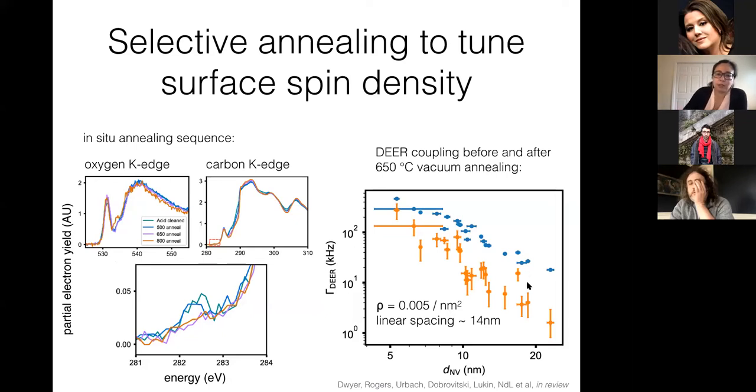The first is that if you just extract the density of surface spins using this data set here, which is the coupling rate versus depth, then what you extract is that the surface spin density corresponds to a linear spacing between surface spins of around 14 nanometers. And that is much larger than the distance from the NV centers to these surface spins. So it means that on average, your NV center is much closer to the surface spins than they are to each other. And in that regime, you shouldn't really see monotonically increasing DEER coupling rate as you go close to the surface. What we would expect to see instead is some increasing variance in the surface spin signal. Okay, so that was the first puzzle.